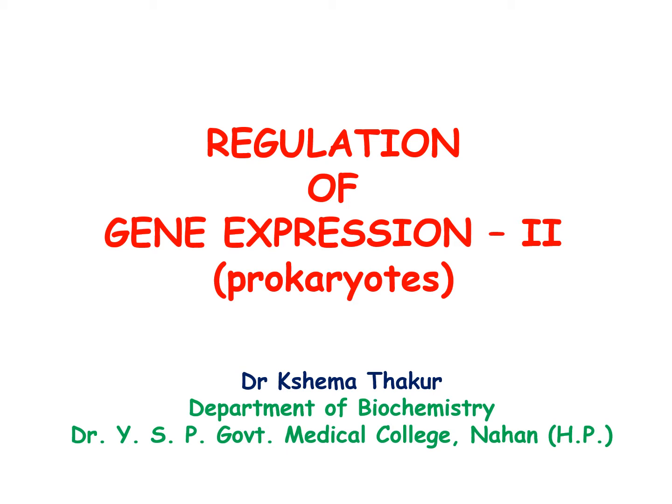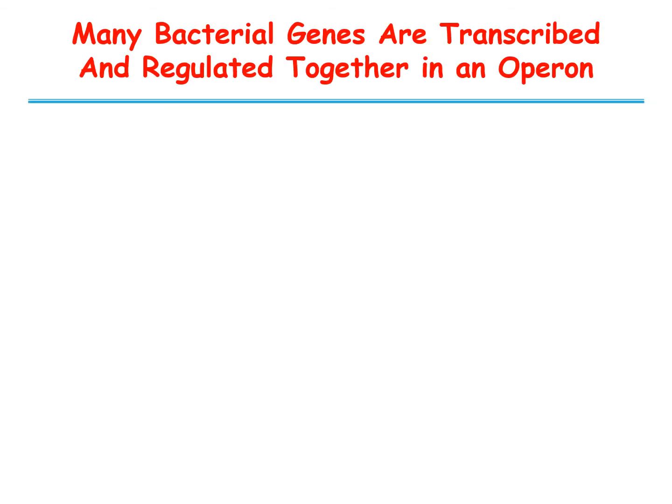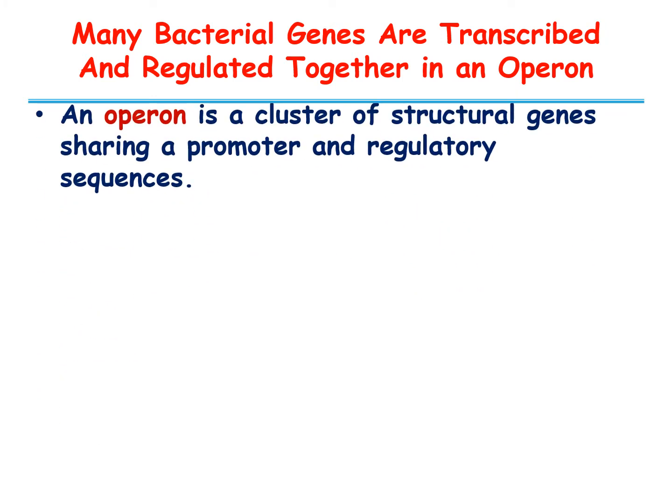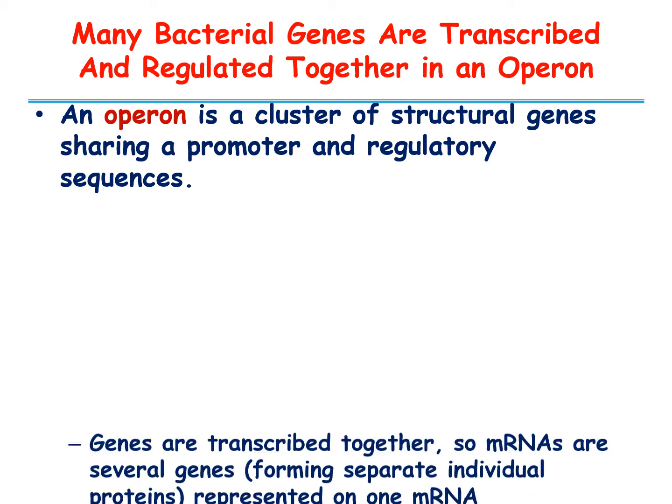So let's begin. Bacteria present an interesting method of regulation of gene expression. It is via the form of operons. Now, what is an operon? An operon is a cluster of structural genes. Structural genes code for the proteins which are destined to perform certain functions. So it is a cluster of structural genes which share a common promoter and other regulatory sequences.